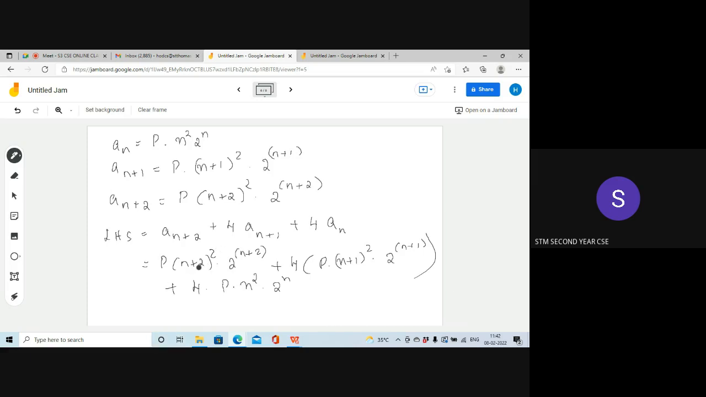(n+2) is (a+b) the whole square, which is a square plus 2ab plus b square. This 2 raised to n+2, you can write it as 2 raised to n into 2 raised to 2. Likewise, if we expand everything and collect all these n terms together, on RHS we have 2 raised to n. So we collect all these coefficients together and solve all these terms. Let me show you.